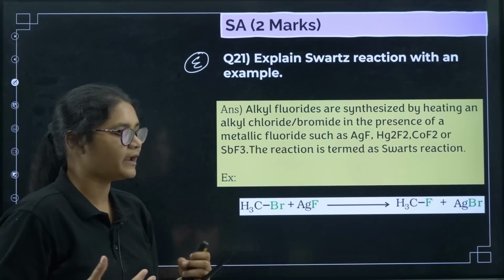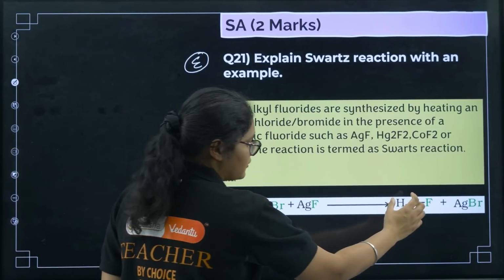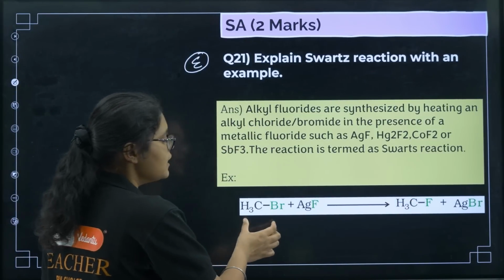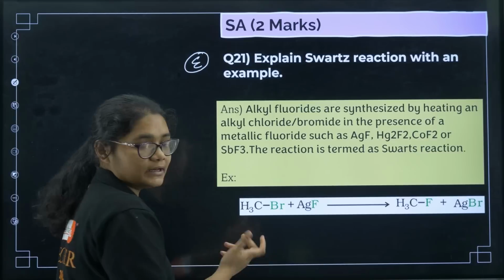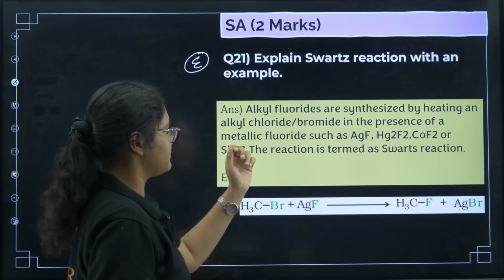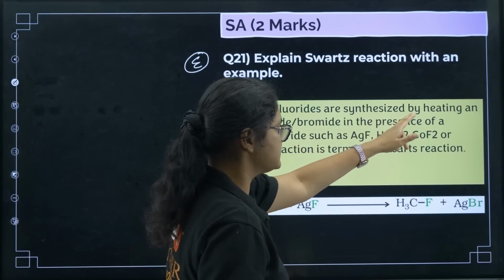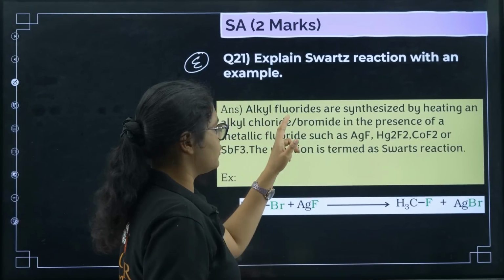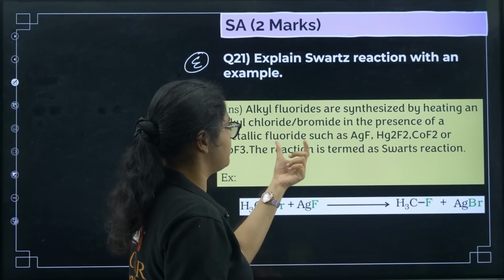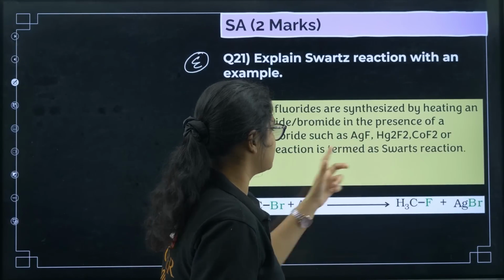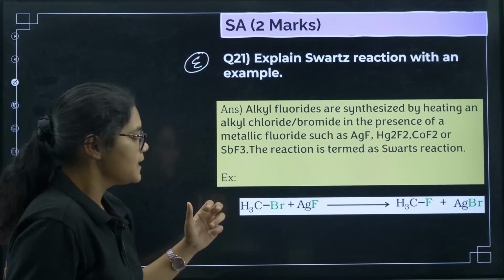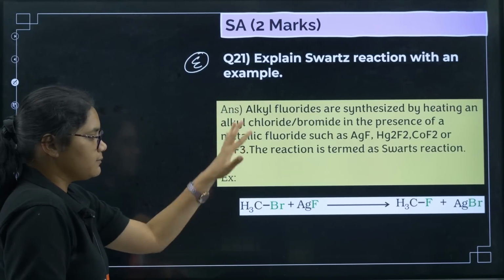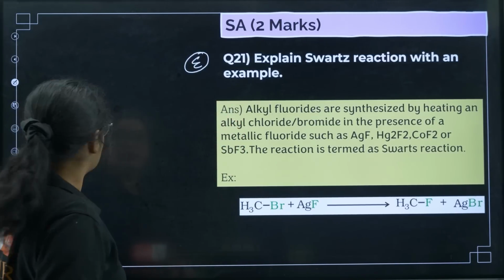Whenever we want to produce fluoroalkanes, we react haloalkanes in the presence of metallic fluorides. Okay, so you have to write the statements. Alkyl fluorides are synthesized by heating an alkyl chloride or bromide in the presence of metallic fluorides. 2 examples you can give here. Clear? So this one is easily 1 mark here, 1 mark here, you will get 2 marks.